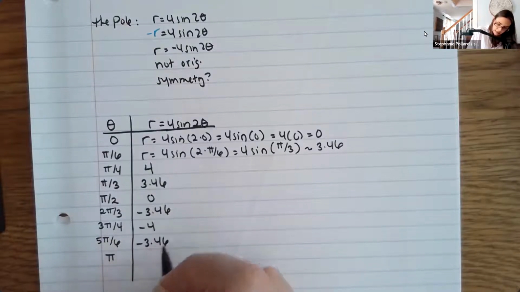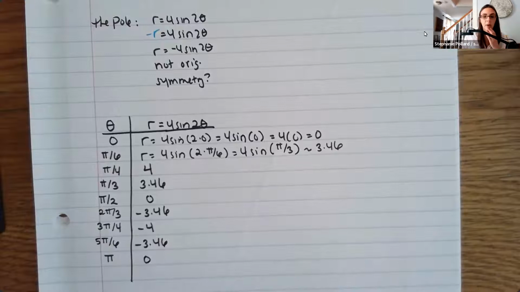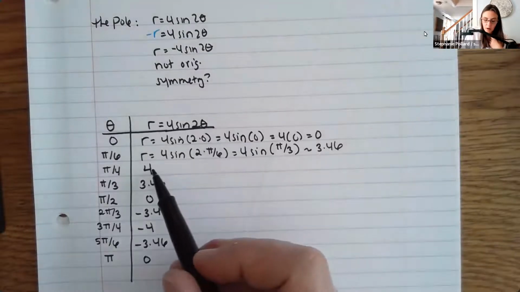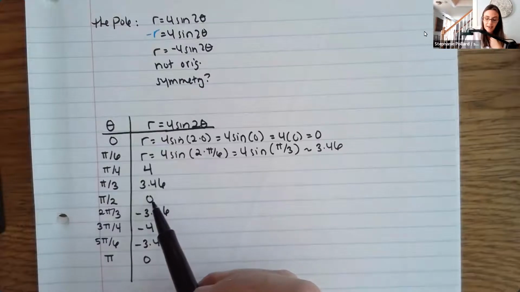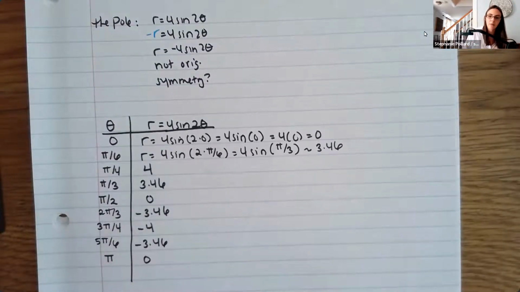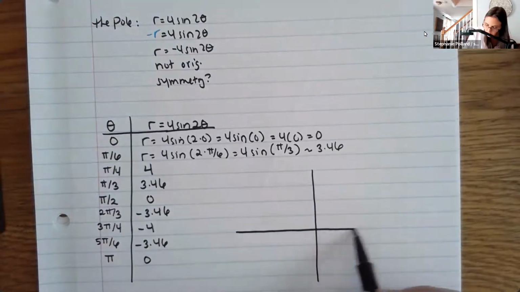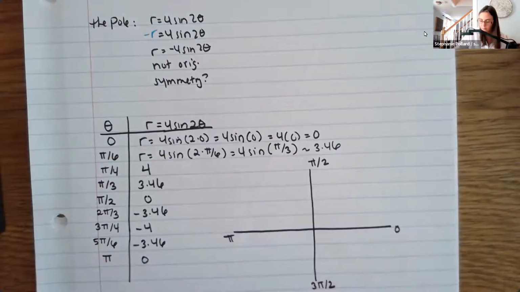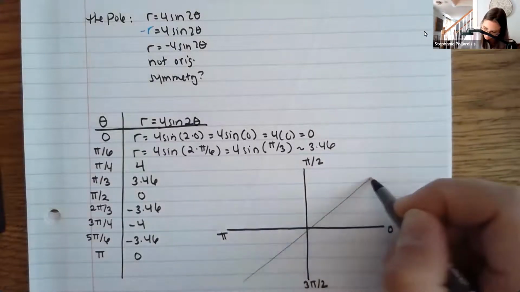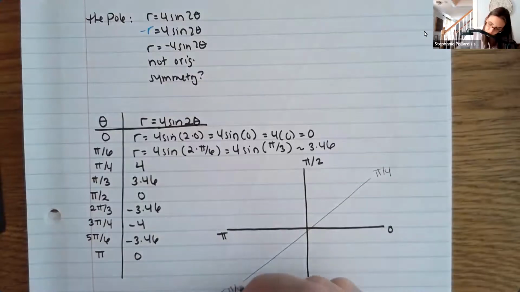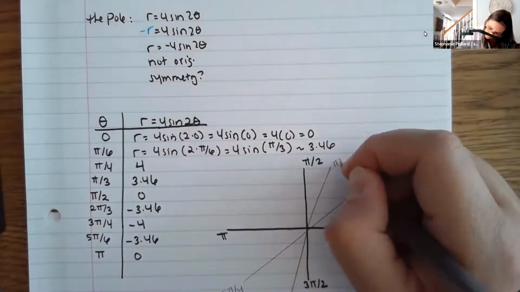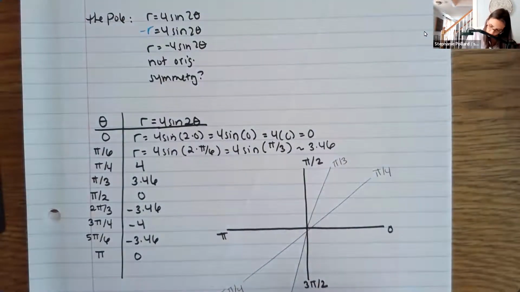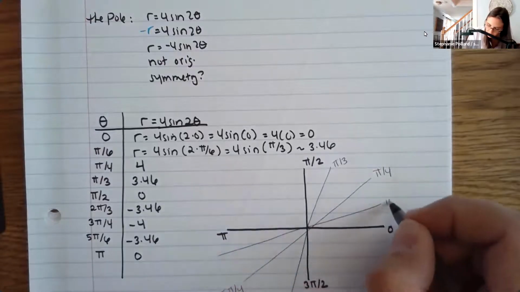Now again, I'm seeing some similarities in points here, but I'm not seeing a direct same pattern, right? So I have 0, and then 3.46, and then 4. Then back to 3.46. Now I'm at 0 again, but now I'm at negative 3.46, right? So it's not quite the same pattern. So I don't have those repeats yet. I am going to start the graph though. And again, I know this is not to scale. I'm just kind of trying to do the best I can to get a quick visual here.